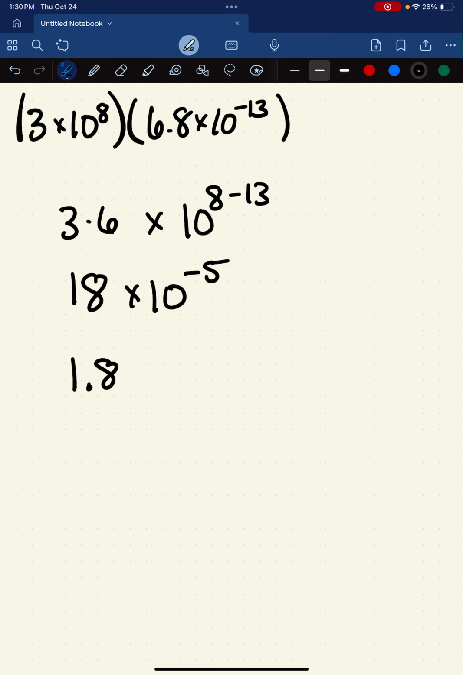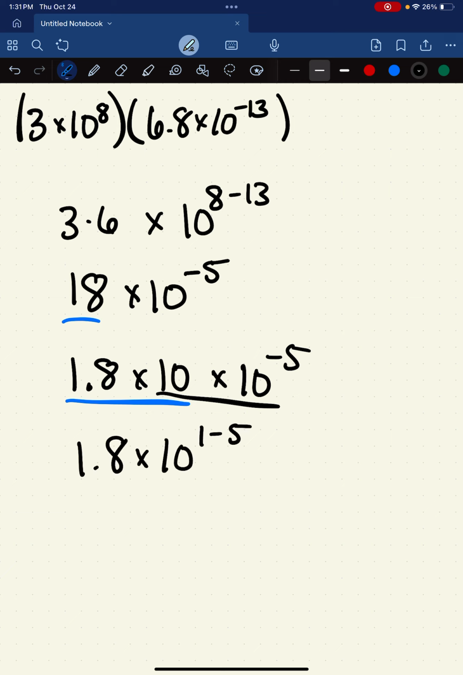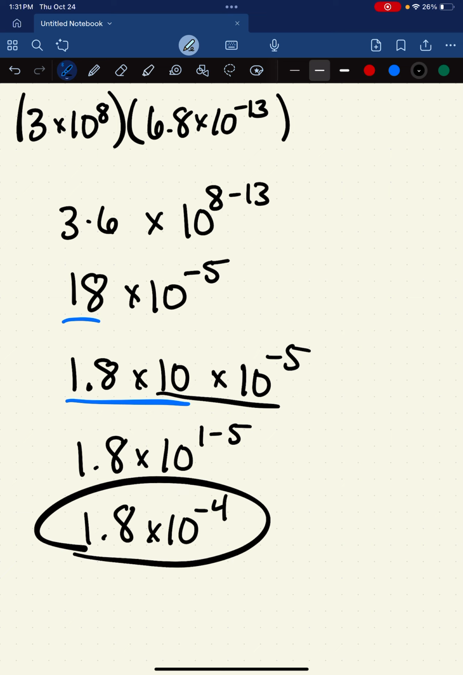So we're going to have to divide by 10, which is 1.8, and if we divide by 10, we have to multiply by 10, right? So this is the same thing as this, no difference, times 10 to the minus 5. Now we can group these two things together. That's 1.8 times 10 to the 1 minus 5, which is 1.8 times 10 to the minus 4.